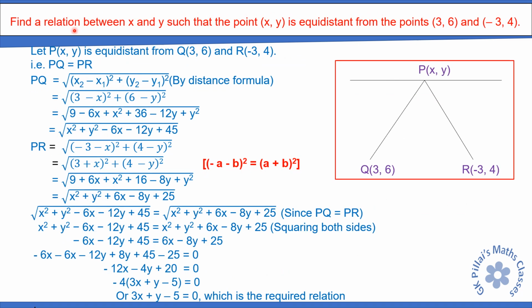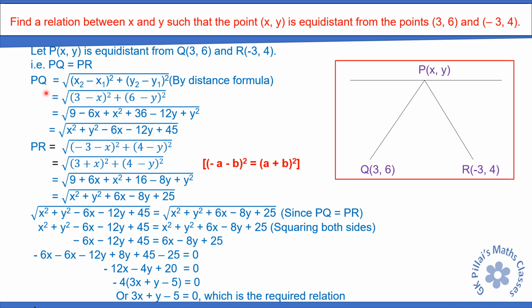The question is, find a relation between x and y such that the point (x, y) is equidistant from the points (3, 6) and (minus 3, 4). We'll keep the point to be P(x, y), and the other points Q(3, 6) and R(minus 3, 4). Now we will find PQ and PR and equate them.